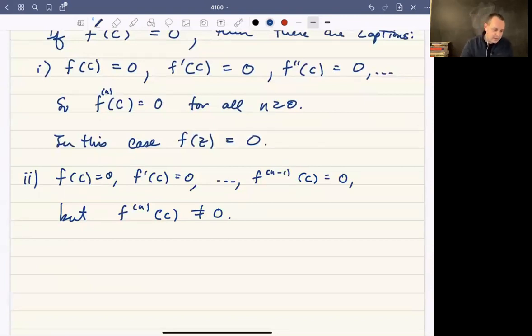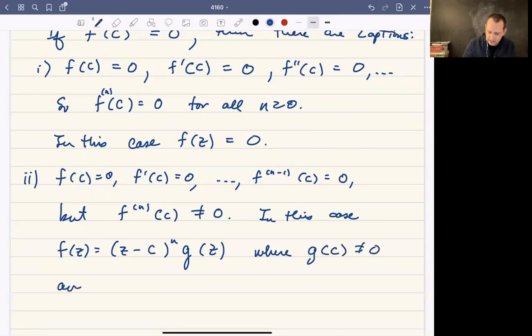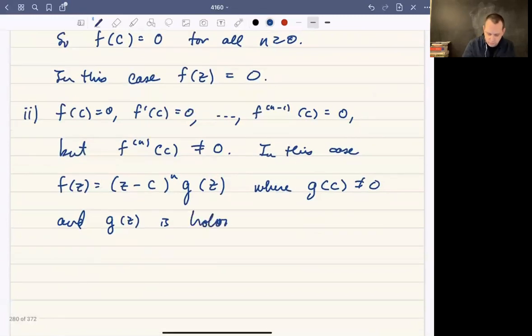Okay, what that means is that, in this case, we can write f of z as (z minus z naught), that is (z minus c), to the n times g of z, where g of c is not equal to 0 and where g of z is analytic or holomorphic over that open disk centered at c, of whatever radius, over that neighborhood of c. Okay, so that's the second scenario.